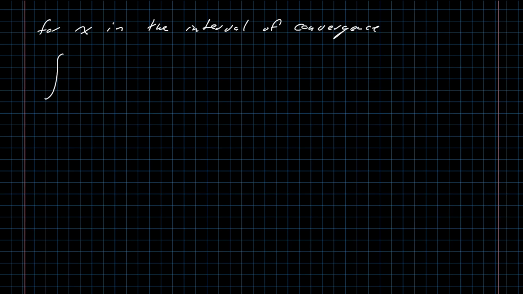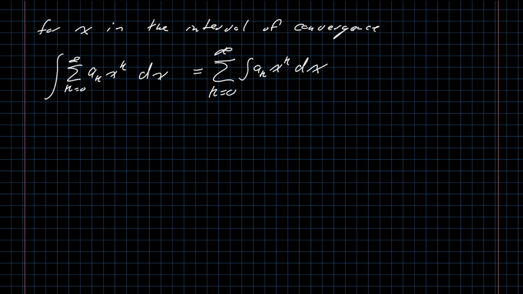But if we have the integral of the sum, k goes from 0 to infinity, of a_k x to the k dx, we can commute the integration and the summation. We can write this as the sum, k goes from 0 to infinity, of the integral of a_k x to the k dx. And that is going to open up some very interesting possibilities for us.